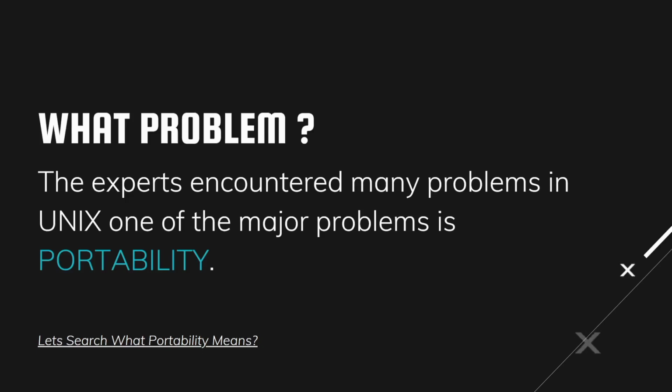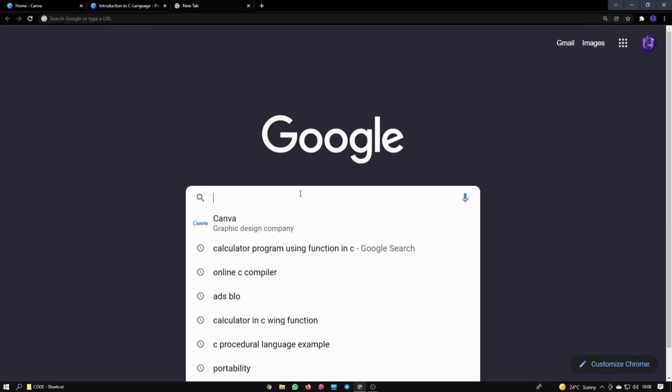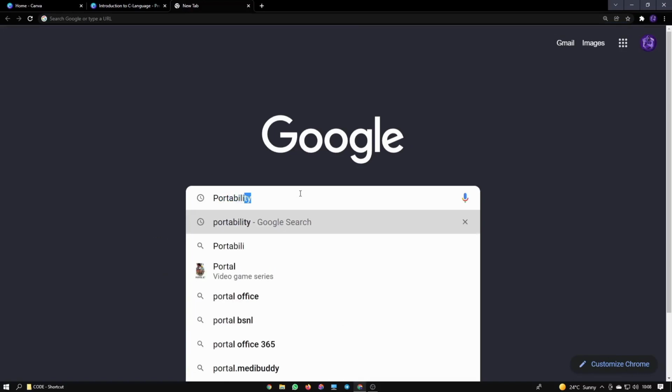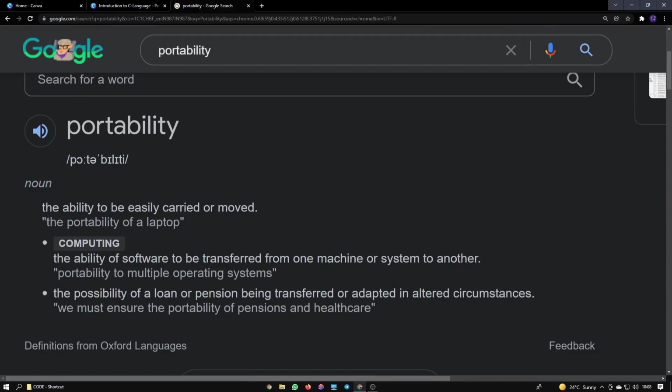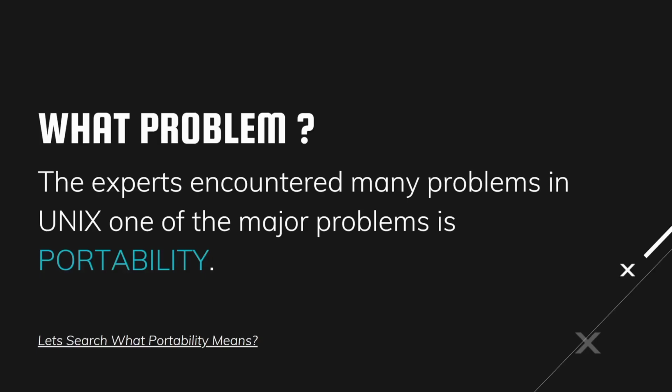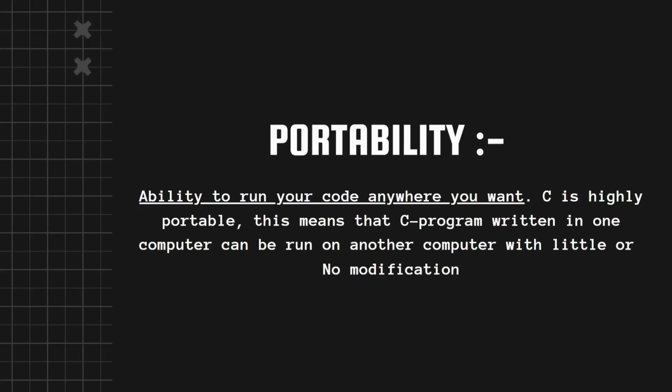Experts encountered many problems in the Unix operating system. One of the major problems was portability. Let's search what is meant by portability. Portability: the ability to be easily carried or moved, or the ability of software to be transferred from one machine or system to another. Therefore, portability is the ability to run your code anywhere you want.